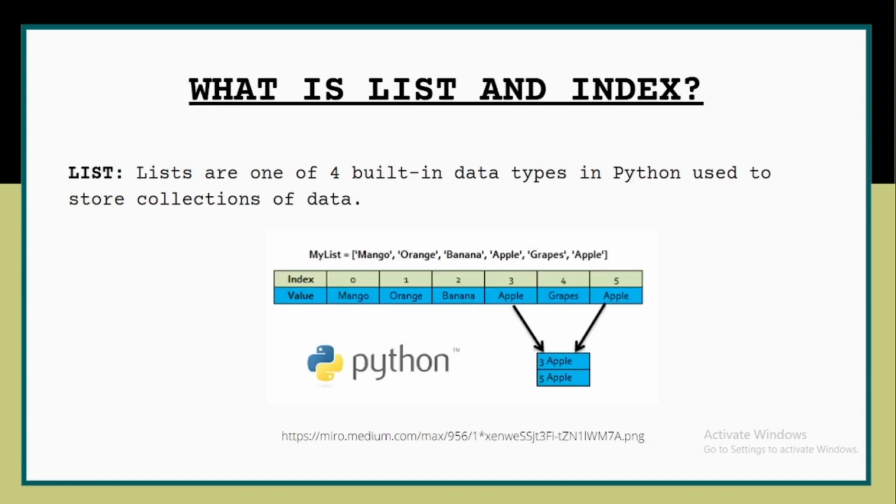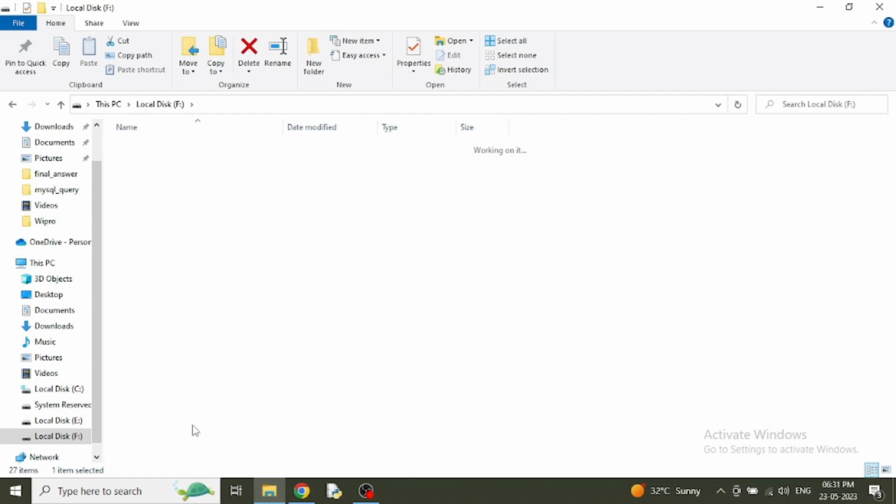Let's start. What is a list? It is one of the four built-in data types of Python. You can store any kind of data in this data structure. Here, as you can see, mango, orange, banana, apple and grapes are saved. This is the syntax of this list. Let us do hands-on on this.